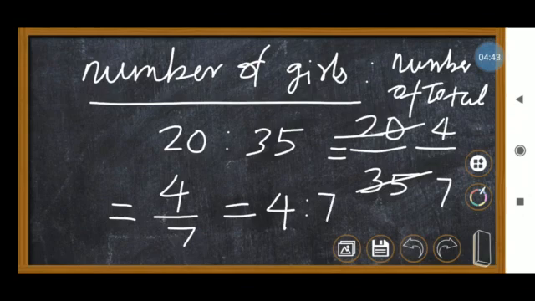Okay, so this is the given ratio; this is the ratio we found between the number of girls and the number of students in the class. Okay students, can you understand? Okay, so we will move to the next question, question number two. So what is question number two?